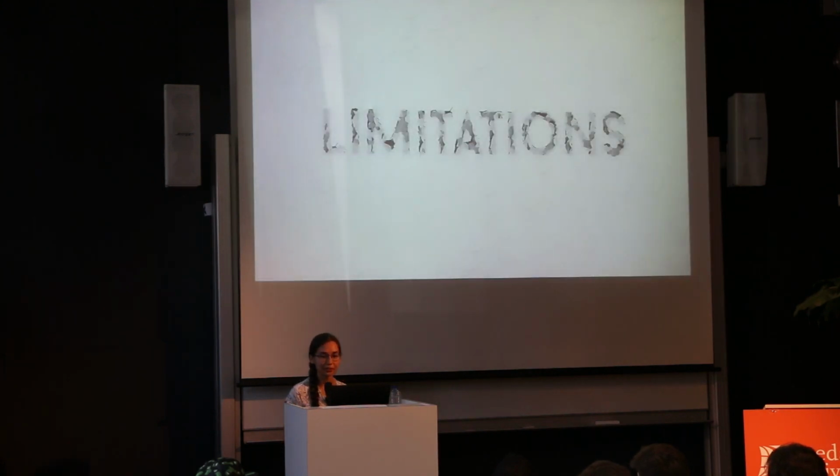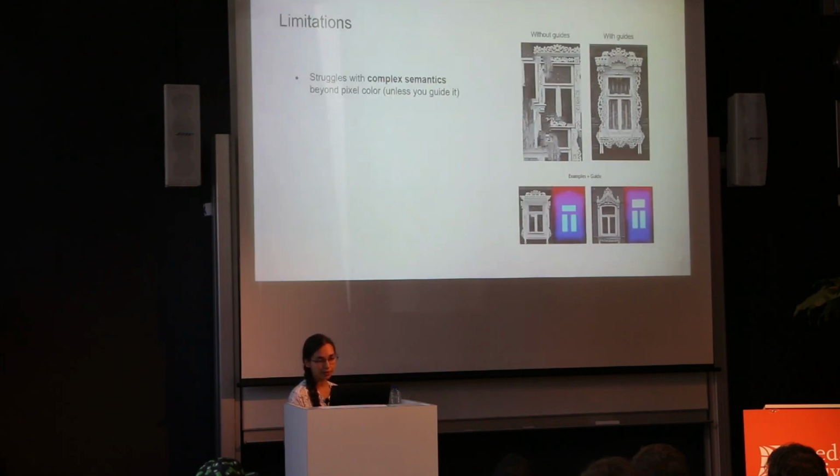So now, I'd like to talk about some of the limitations of this approach. First of all, it's pretty bad with complex semantics that go beyond pixel color, unless you use a semantic guide map, like in the window generation example. Otherwise, it has no understanding of what it's generating, so you might end up with pretty illogical themes, but the algorithm would insist that they totally make sense from a purely local neighborhood perspective.